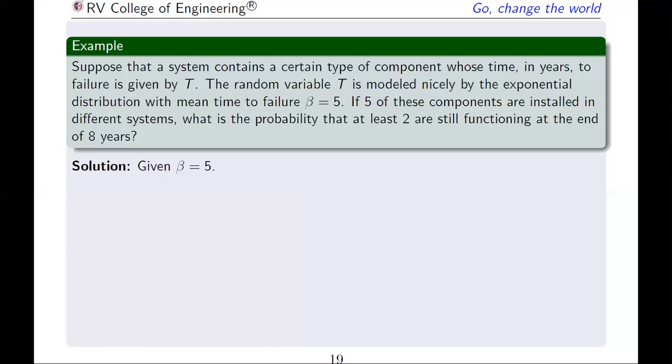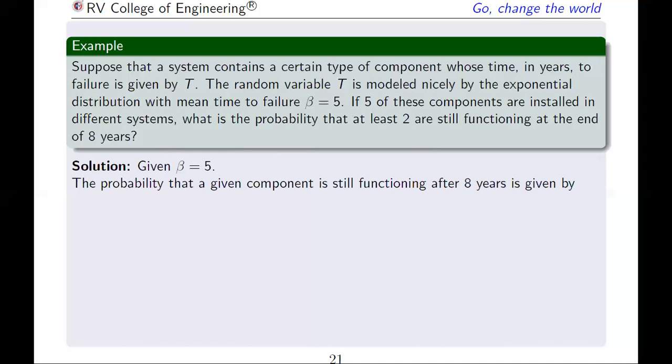So here we consider the random variable as t, and first we wish to find out the components that are still working at the end of 8 years, as the probability of t greater than 8, which is the integral from 8 to infinity of f of t dt. f of t is 1 over 5 e power minus t by 5, and integrating that results in 0.2.